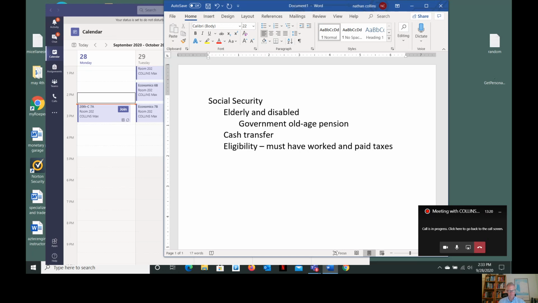Now, there are exceptions to this. If you were the dependent of somebody who's eligible for Social Security, you can be eligible as well. So, for example, my grandmothers received Social Security benefits. They were housewives all their lives, so they didn't work and pay taxes, but their husbands did. And so they, as dependents of their husbands, received Social Security benefits. So that fleshes that out a little bit. That's a little bit about Social Security.